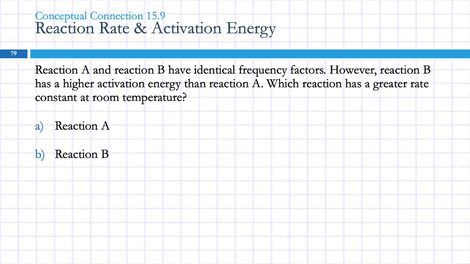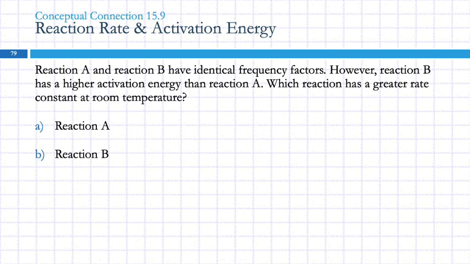Okay, conceptual question. Reaction A and reaction B have identical frequency factors. Reaction B has a higher activation energy. Which reaction has a greater rate constant at room temperature? Is a high activation energy going to make the reaction go faster or slower? Slower.